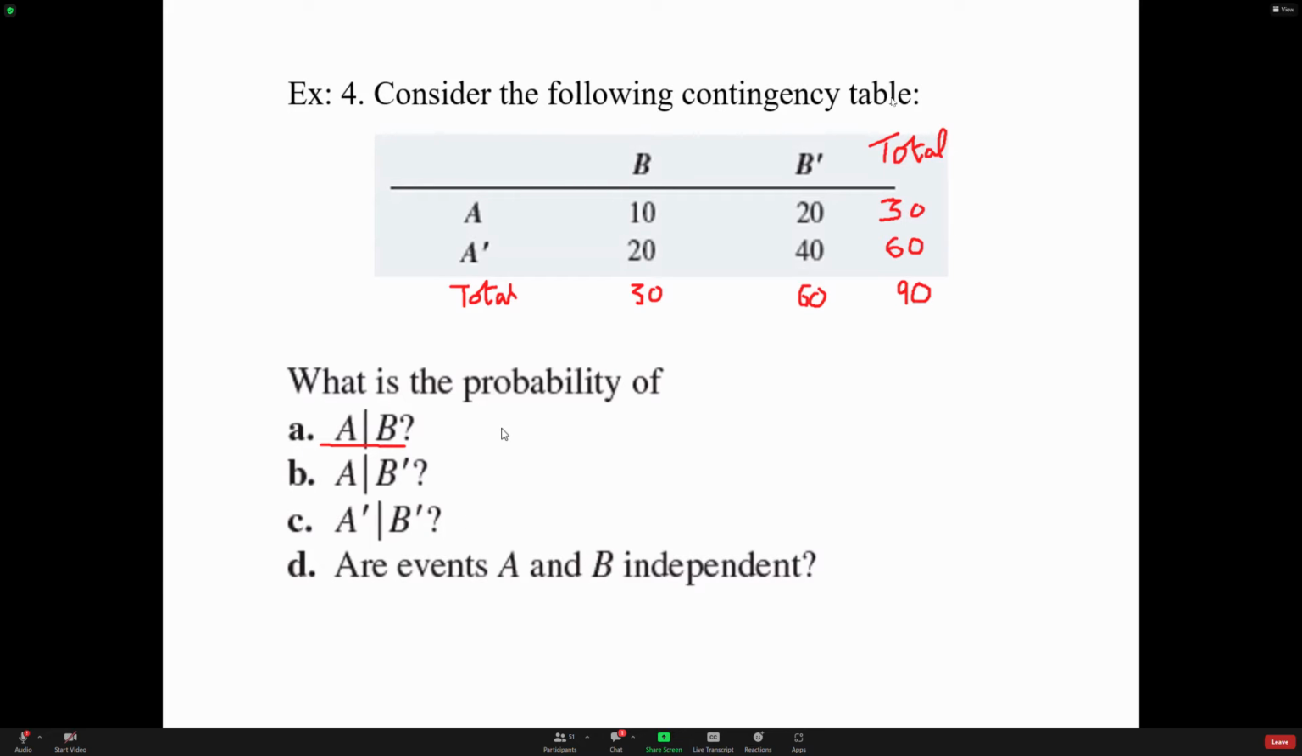Yes, Wei Yang has given. So B has taken place, so we have to look. The sample space here will be 30 for B, because B has occurred, and now you're looking for the probability of A. The event is 10. So we can write this as 10 over 30, which is 0.33.